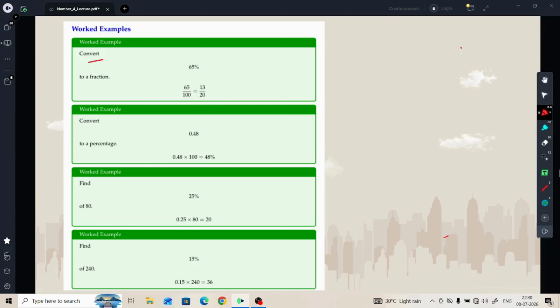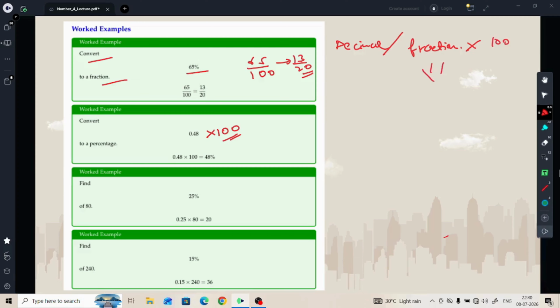So if somebody asks you to convert 65% to a fraction, very simple, 65 by 100. Okay, so 13 by 20. To convert 0.428 or 0.48 to a percentage, just multiply by 100. Multiply a decimal number or a fraction by 100, and you will be getting the percentage. So don't worry about it. Basically, decimals or fractions, if you multiply by 100, you will be getting a percentage. Hope you must have understood.